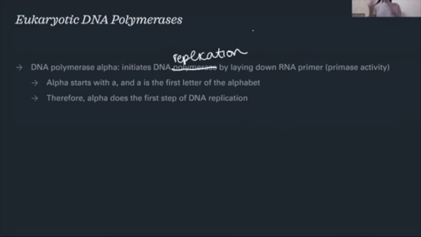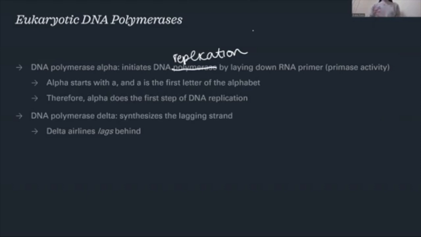So remember, in bacteria, we have to start DNA replication with an RNA primer, just like right here. In bacteria, that's the job of primase. In eukaryotes, it's the job of DNA polymerase alpha that has primase activity. So they're doing the same thing. And the way that I remember this one is that alpha starts with A. A is the first letter of the alphabet, meaning that this must be the first step since A is the first letter. And that means that alpha does the first step of DNA replication, which we know has to be laying down that primer.